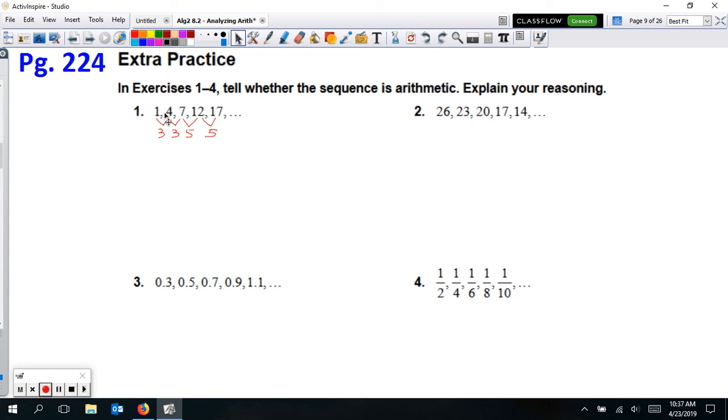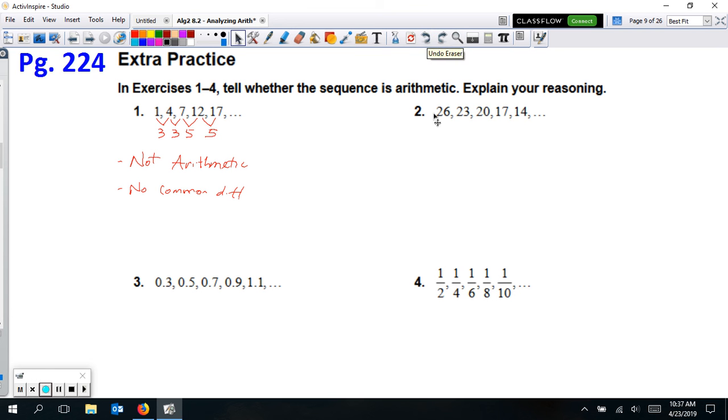If you just check the first two, you might have gotten this one wrong. You have to make sure that you look at all of them. So no, this is not arithmetic, because there is no common difference. That would be our reasoning. Number 2, between these first two, from 26 to 23, we're subtracting.